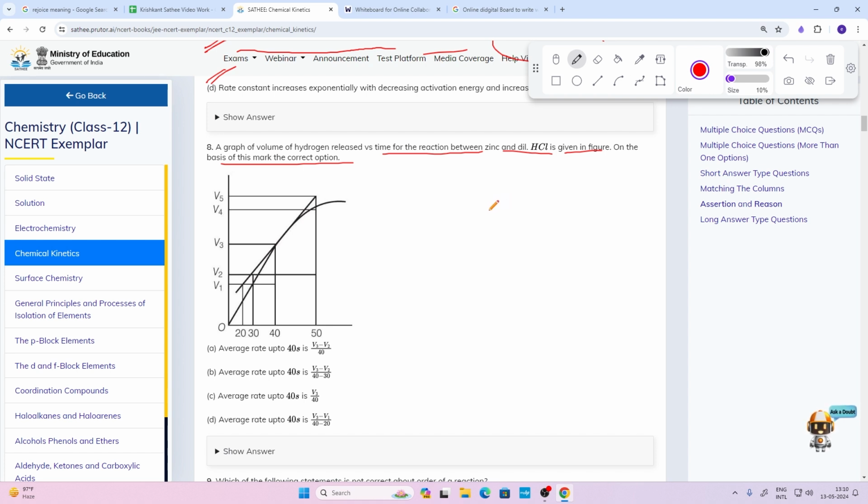So first is average rate up to 40 seconds is V3 minus V2 by 40. So where is 40? This is 40. So we have V3 minus V1. Okay, V3 minus V1. So is it V1? Okay, it is V1. So this is wrong. What about this? Up to 40 seconds is V3 minus V2. No, again it is wrong, and here the time is also given wrong. So it will be 40 minus 30.